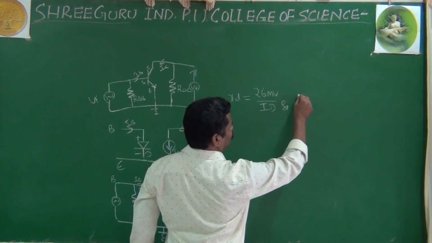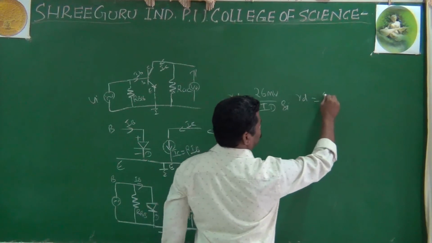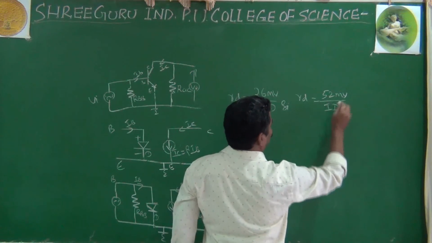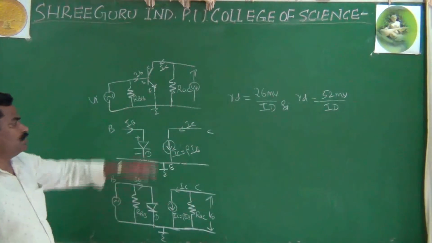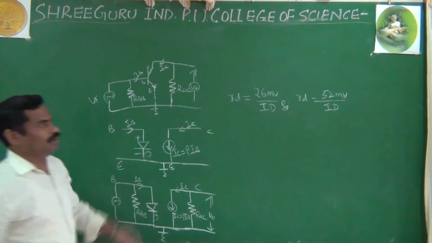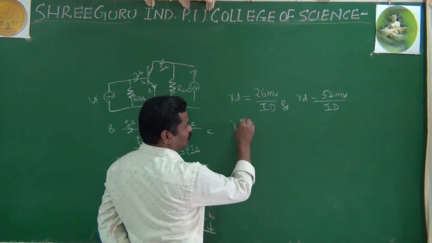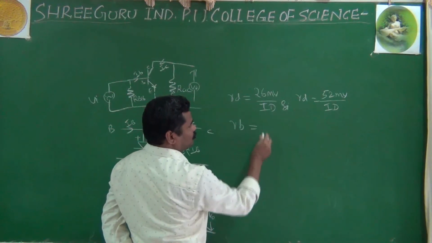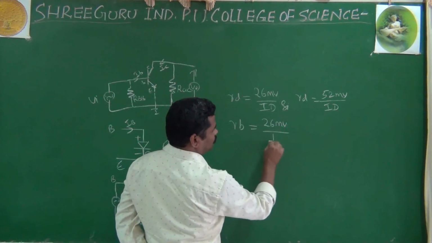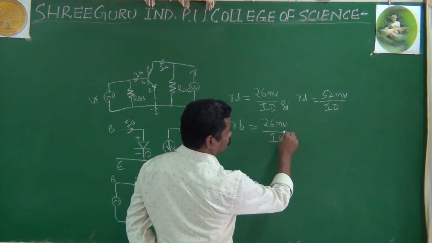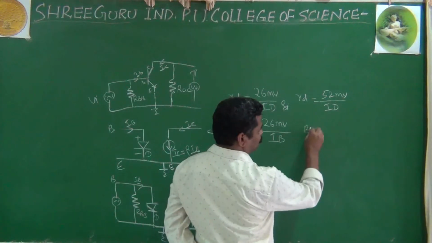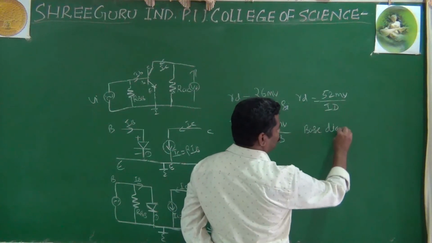In the same way, RD equals 52 millivolts by ID, for general diodes. But you are considering only the base diode, only the base emitter section. Then you can write RB is equal to the same 26 millivolts, and in place of ID you can write IB, because you are considering the base diode.